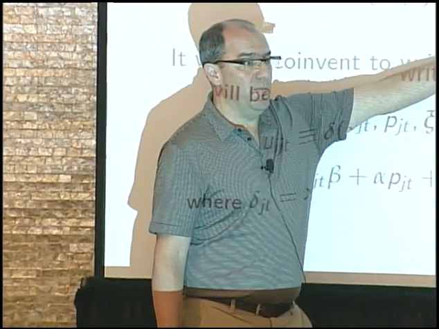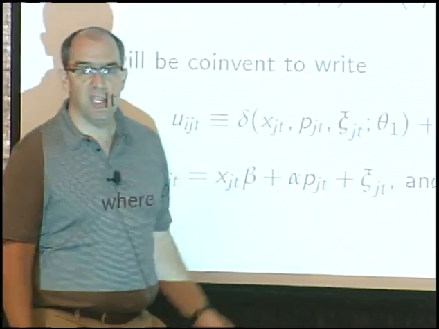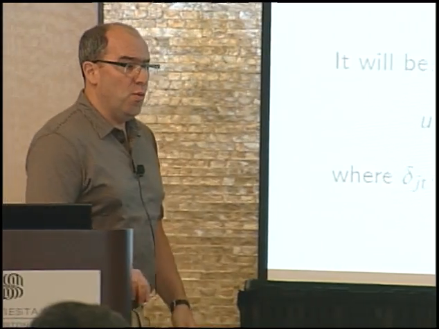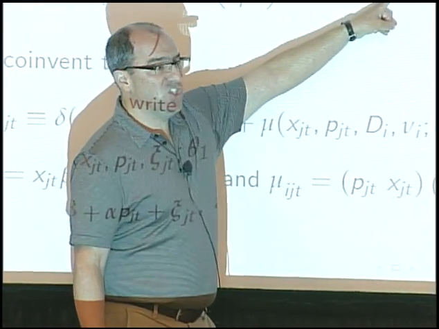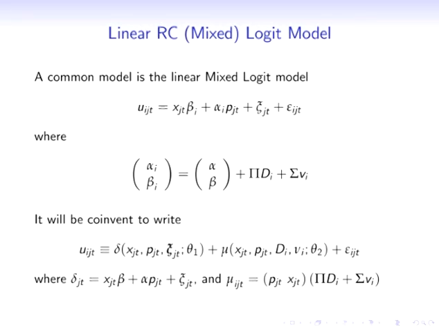They have a mean, alpha and beta, that's common to everyone, and heterogeneity around that mean. So the random coefficients, or the mixed Logit part, basically says if we don't have these two components, so if pi and sigma are 0, then we collapse to a Logit model, if we make the appropriate assumptions on the epsilon. Okay, so that's the way in which we're going to generalize the Logit model.